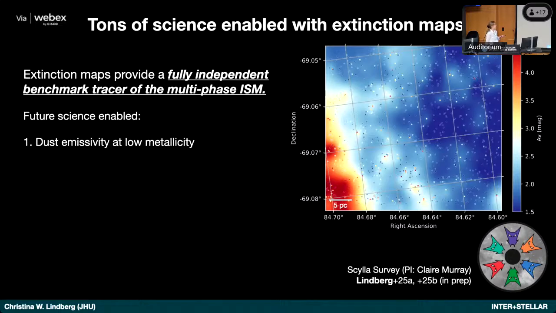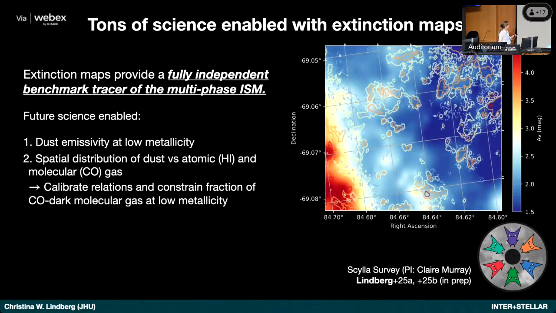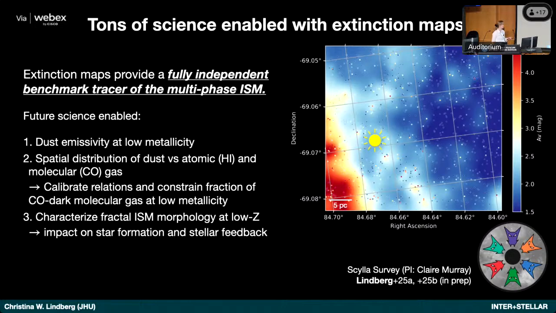And so there's going to be a ton of cool science enabled with these extinction maps because they're providing a fully independent benchmark tracer of the multi-phase ISM. Like I already mentioned previously, we can look at how dust emissivity changes as a function of metallicity. We can also compare the spatial distribution of dust and atomic gas and molecular gas, calibrate these relations, and constrain the fraction of the CO-dark molecular gas in some of these regions. And last, one of the things I'm really interested in is comparing the ISM morphology, trying to characterize this at lower metallicity at parsec scales, and seeing how that ultimately impacts star formation and feedback at these parsec scales that are typically not really probable in external galaxies.